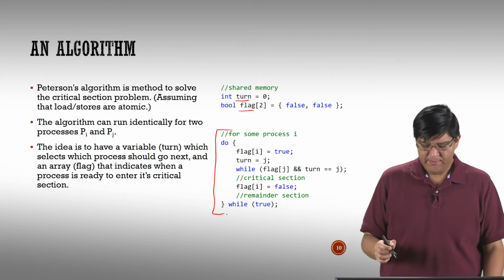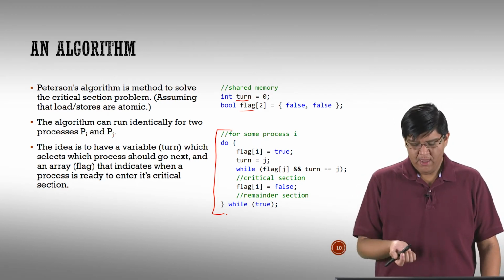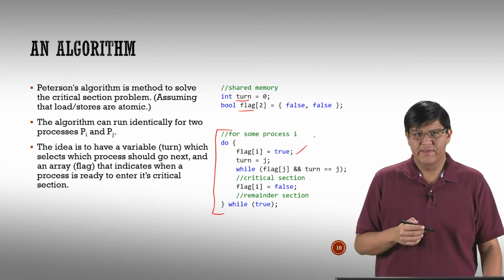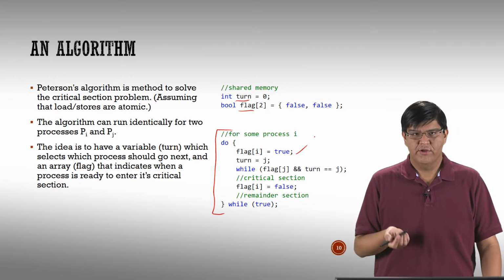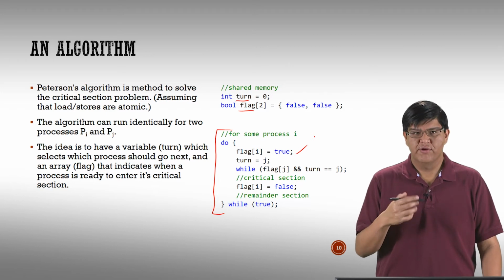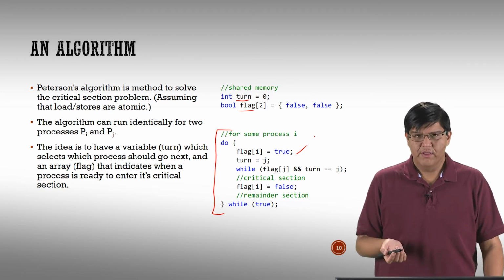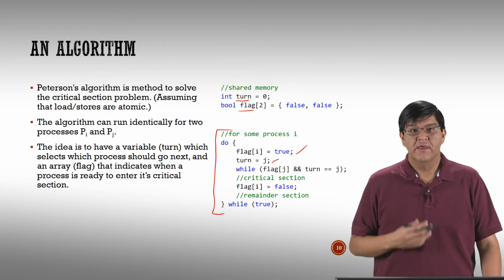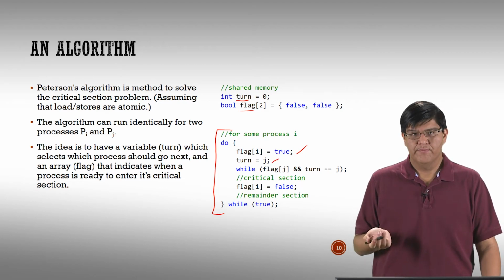All right, so looking at the code, what do we have? We start by saying, okay, I'm in process I. I'll set flag of I equal to true. What that means is I want to run. The process currently running this code wants to execute its code, wants to go into its critical section. And then, and this is maybe counterintuitive, I'm going to set turn equal J. So what I'm saying is I want to go, but it's not my turn.